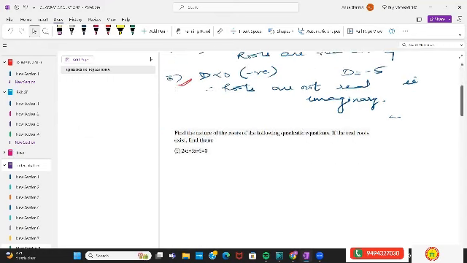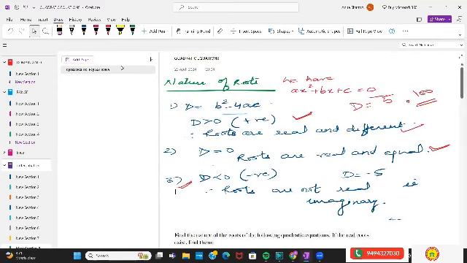I came a little bit late. Actually, beta, I have only recapitulated what we did in the last class about the nature of the roots. First of all, you will find the values of a, b, and c from the equation which is given. And then after that, you will find the discriminant. Discriminant is represented by the letter D.